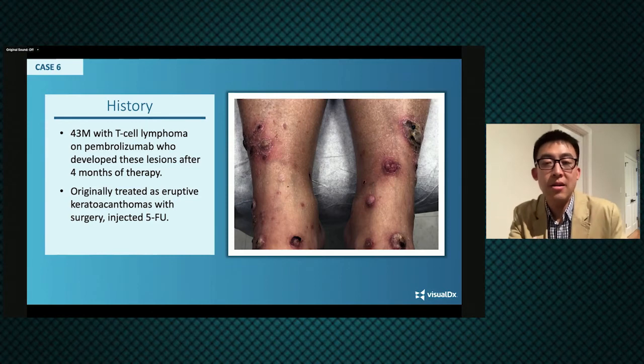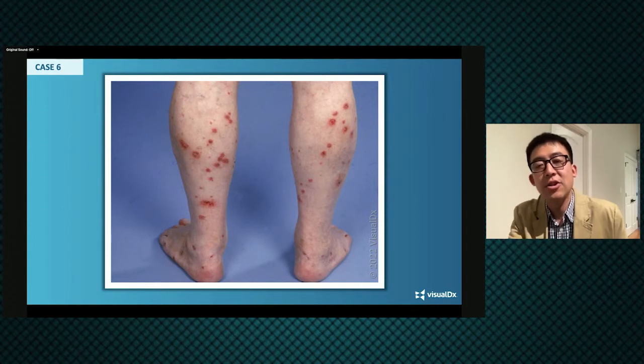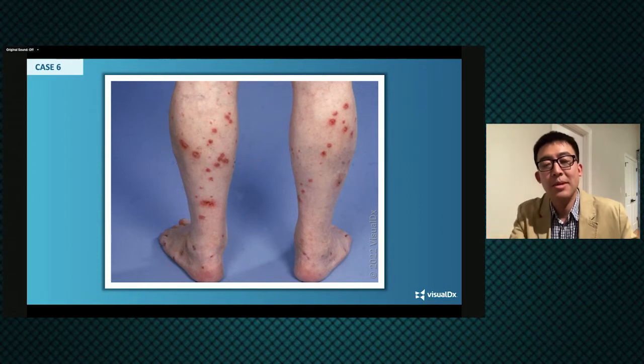But let me show you the more common appearance of what we're talking about here. And this would be a great example of what we're seeing. So on the posterior lower legs of this particular individual, you're starting to see these erythematous pink plaques, maybe some central ulceration, some central erosion, and some hemorrhagic crusting as well. But all these lesions are relatively discrete. And so I'll pause and let people think a little bit about what they think this might be, both the uncommon presentation that I showed you at the beginning and the more common one here.